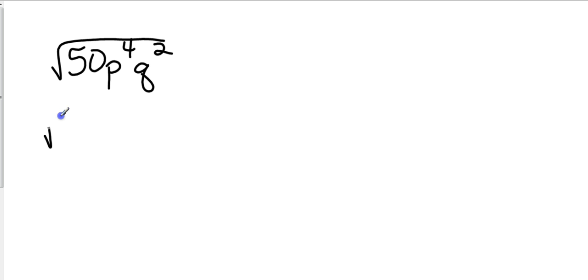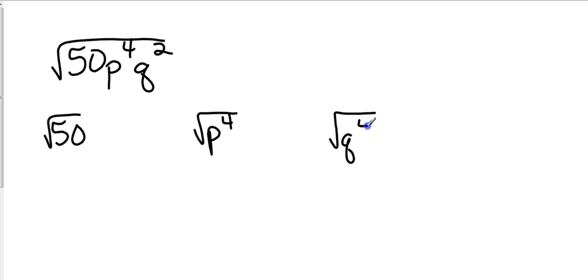Then I'm going to break down square root of P to the fourth. Then I'm going to break down square root of Q, whoop, to the second. I made a mistake there. Okay. Square root of 50. Two factors. Josh. Think money. We should see this right away. 25 and? 25 and 2.